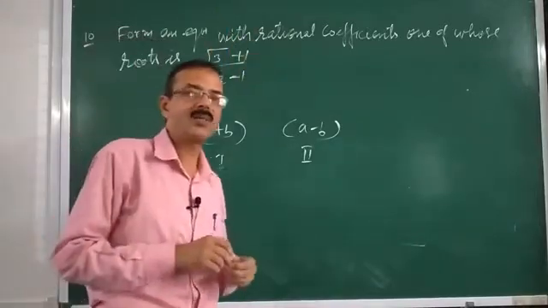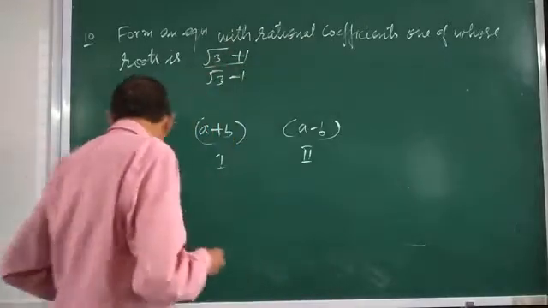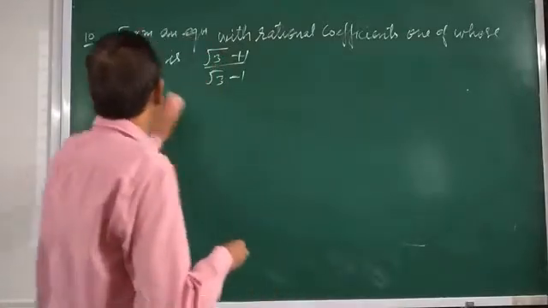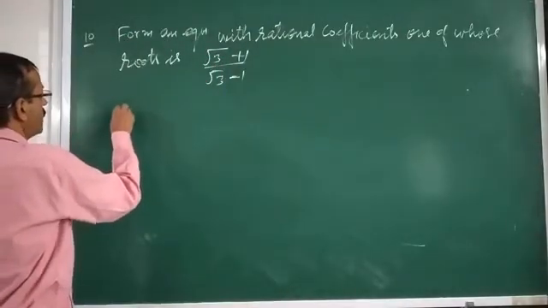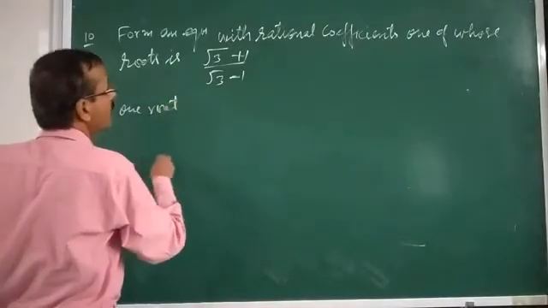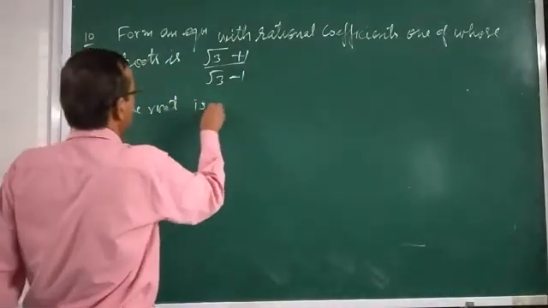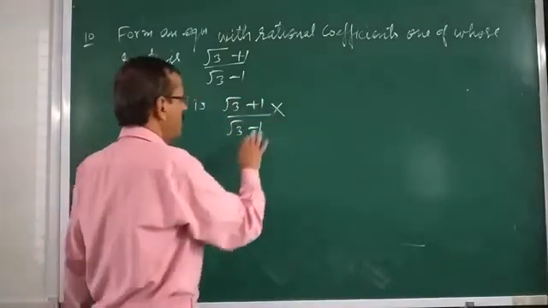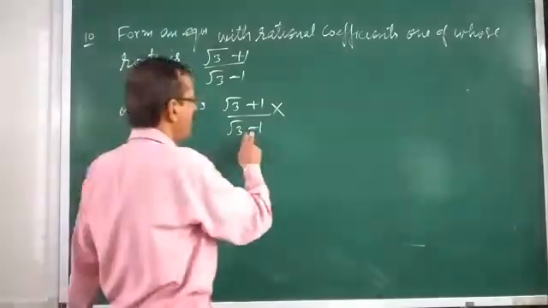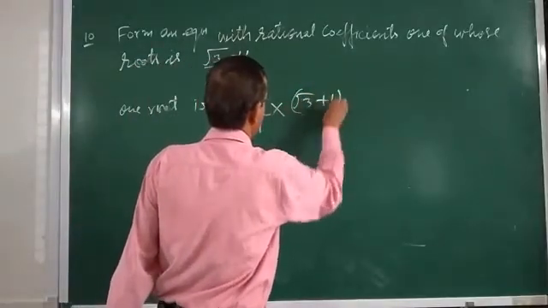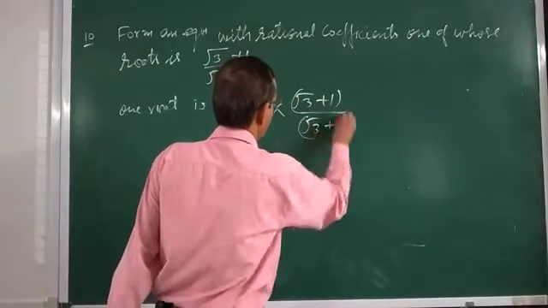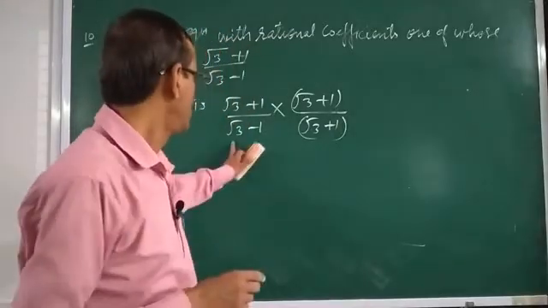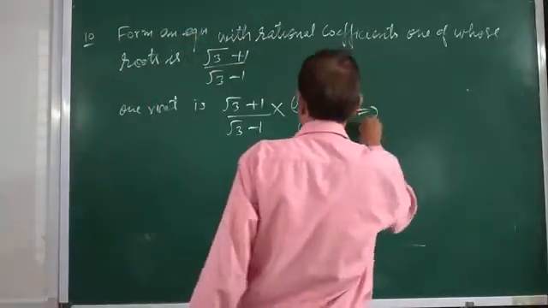First, let's rationalize the denominator. One root is given: root 3 plus 1 upon root 3 minus 1. How will you rationalize? Multiply by its conjugate, root 3 plus 1, in the numerator and denominator, to rationalize the denominator.